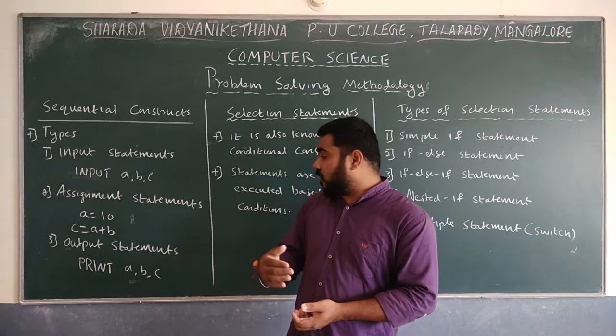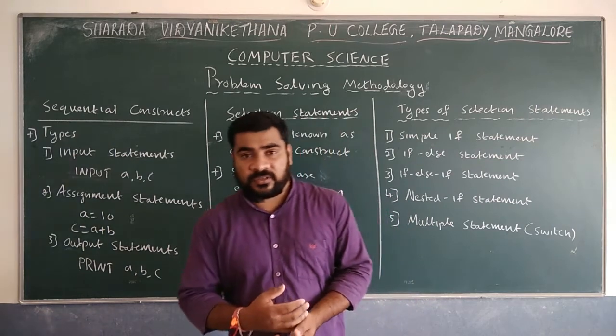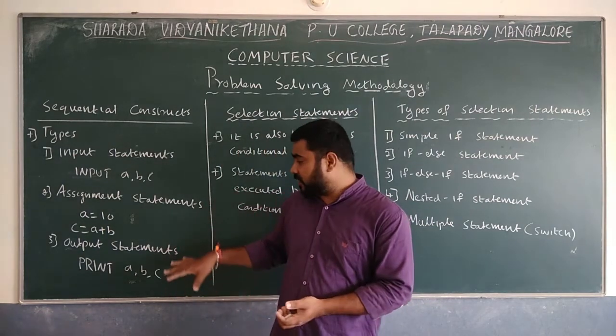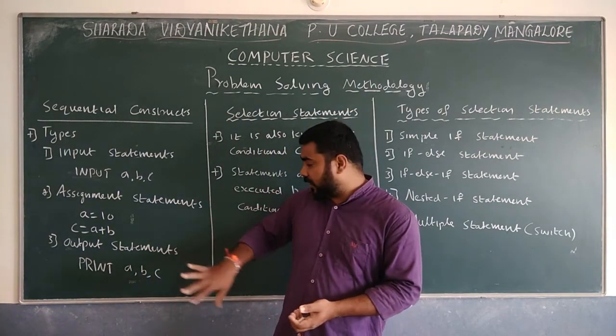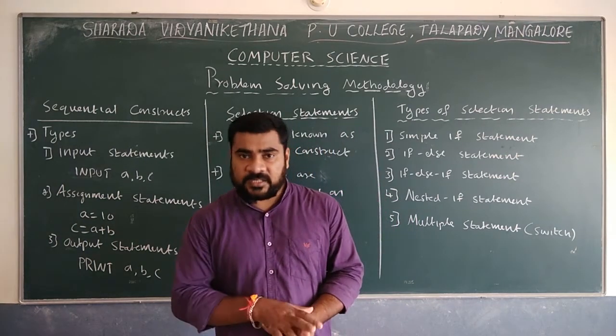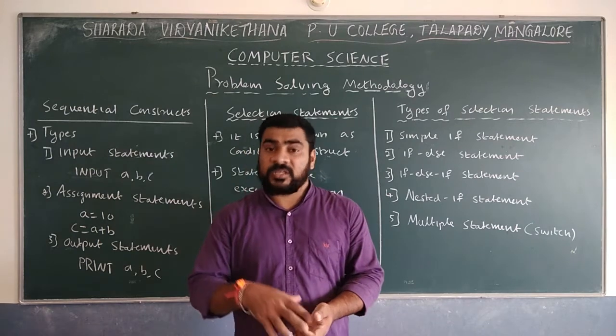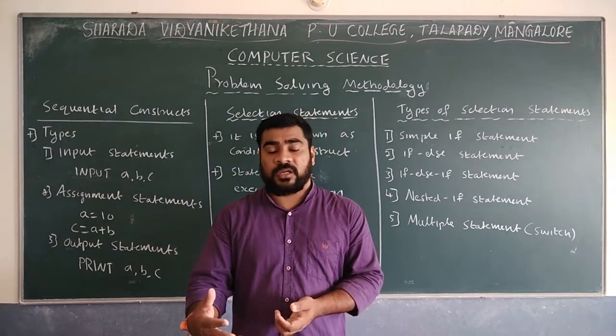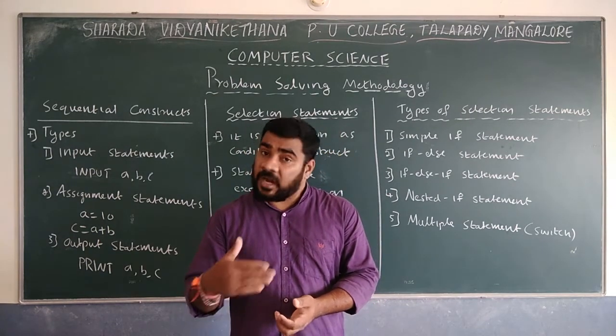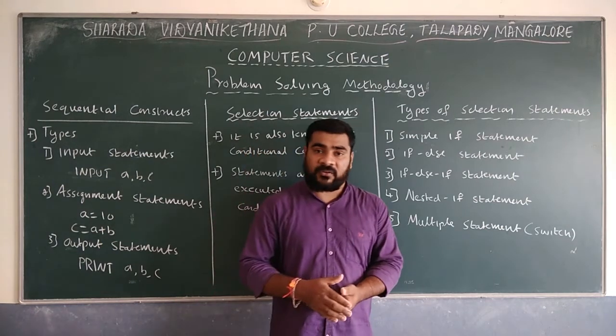And the last one is the output statement. The output statements are, for example, just as I wrote here, print ABC in a print statement. Print statements are also different. In case of C programming, we use printf. In case of C++, we use cout. So like that, different print statements are available.